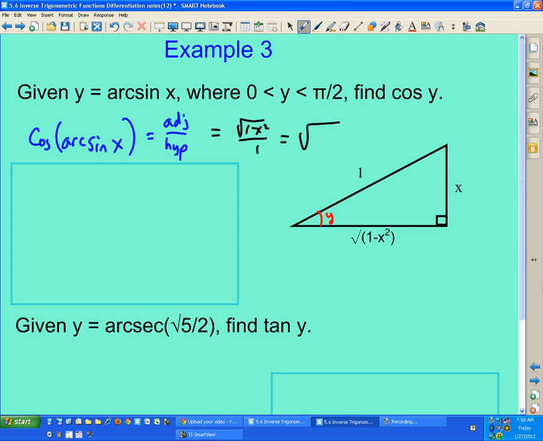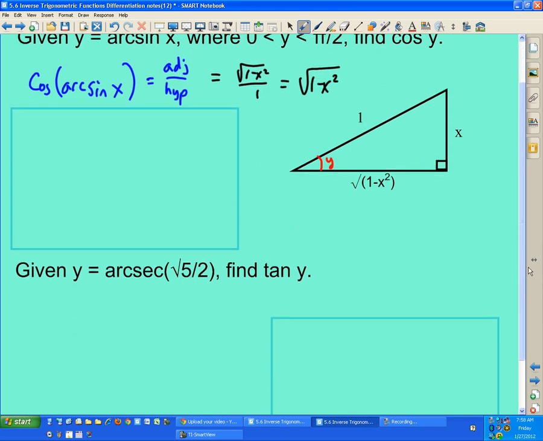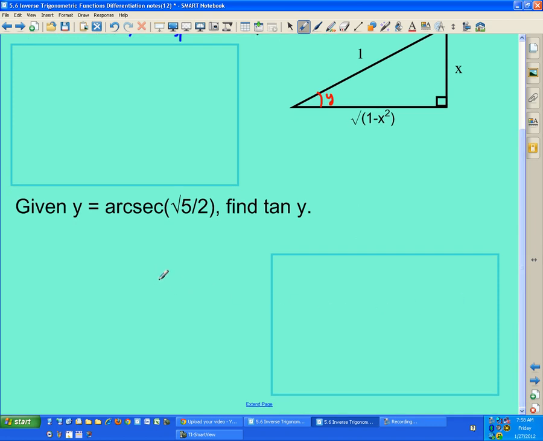And again, like I said, this is a review from pre-calc class. You need to remember this stuff as we go through, because it's a way to solve some of these problems that we're going to do when we head into differentiation. So then we have the arc secant is root 5 over 2, and we need to remember that secant is the flip of cosine, and if cosine is adjacent over hypotenuse, then secant is hypotenuse over adjacent.